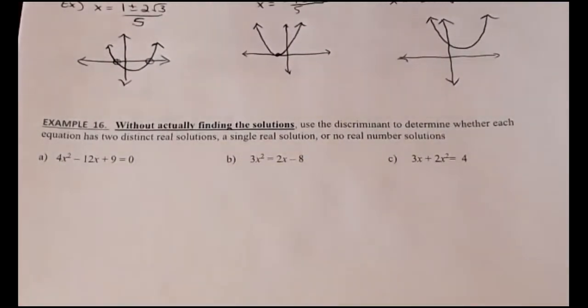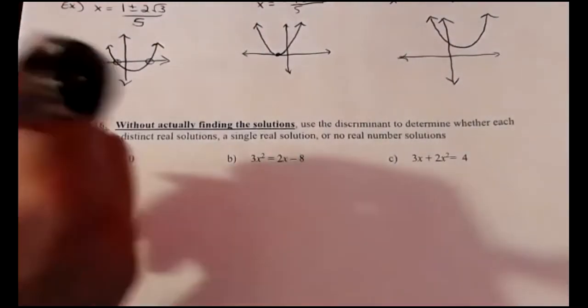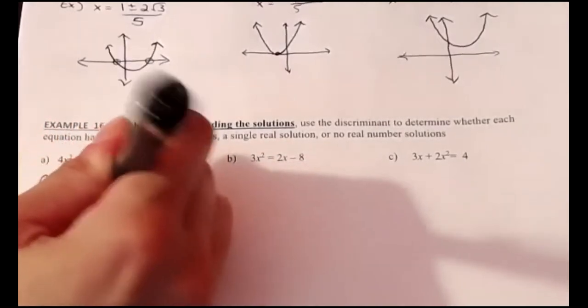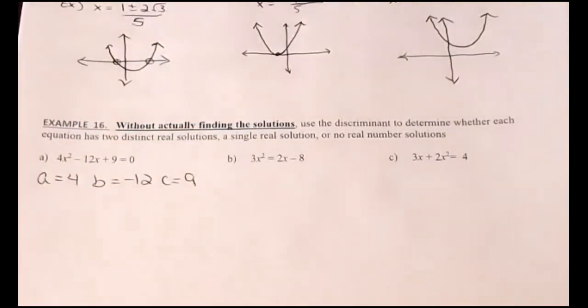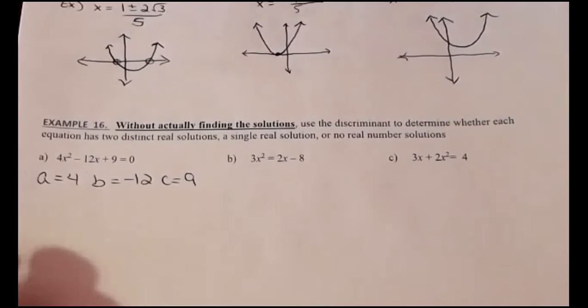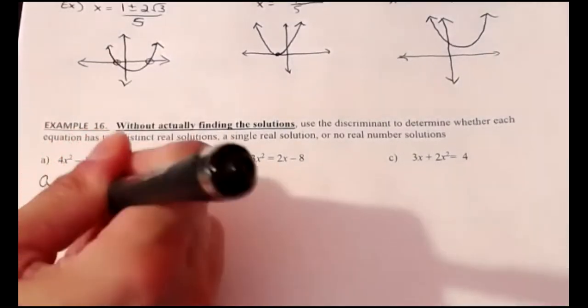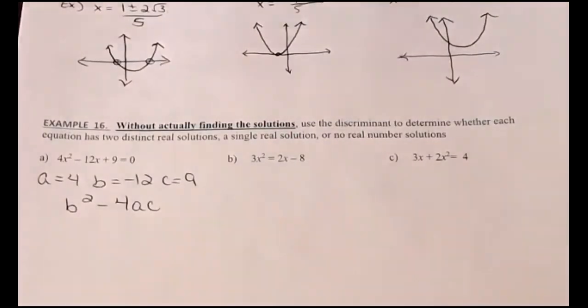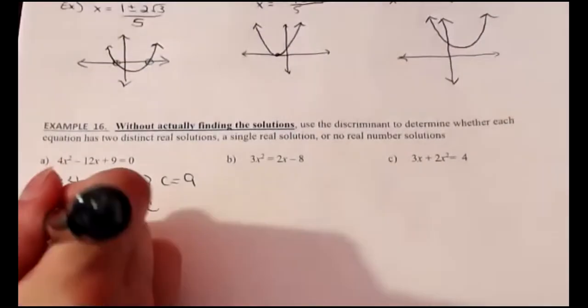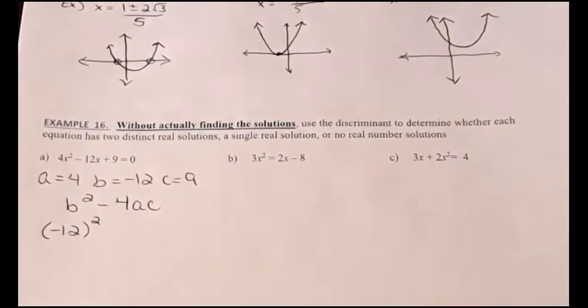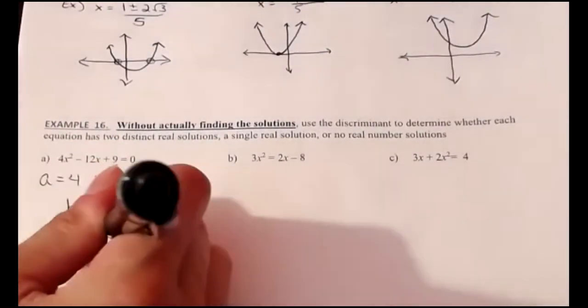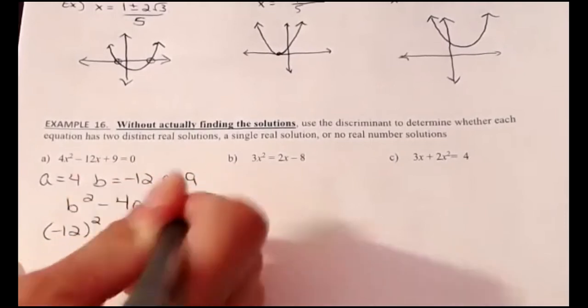Without actually finding the solutions, let's use a discriminant. Let's see if we have 2 distinct real solutions, a single real solution, or no real solution. First things first, A is equal to 4, B is equal to -12, C is equal to 9. We identify our A, our B, and our C. I'm going to use B squared minus 4AC. So let me write out B squared minus 4AC because we're determining what's happening here. B is -12, so make sure you write it in parentheses. You don't want to forget that you're squaring that term. Minus 4 times A times C.